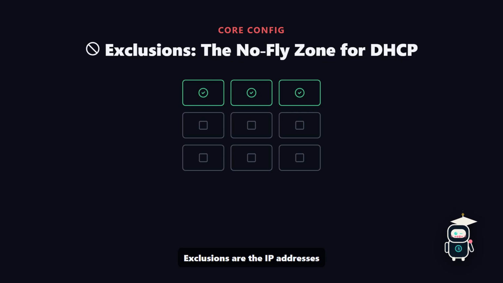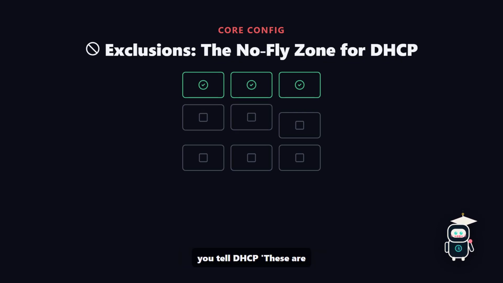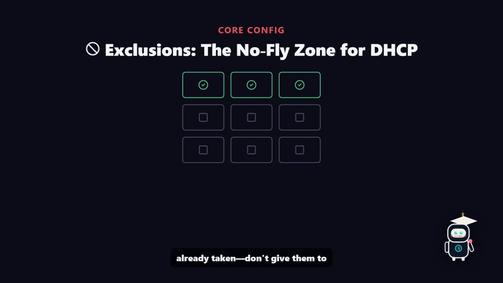Exclusions are the IP addresses you tell DHCP: these are already taken, don't give them to anyone.